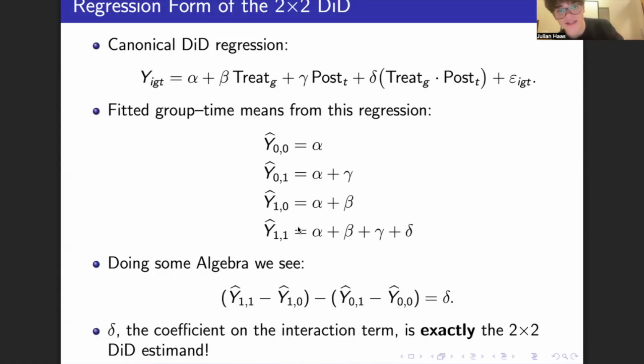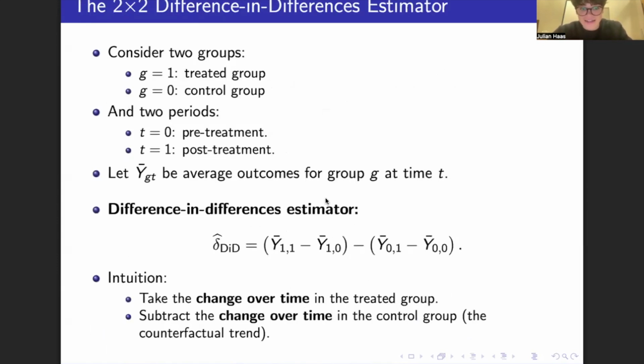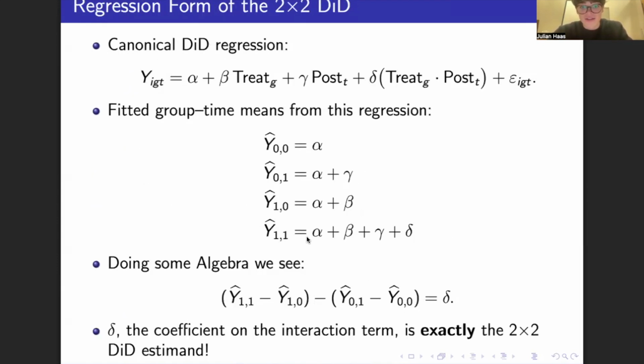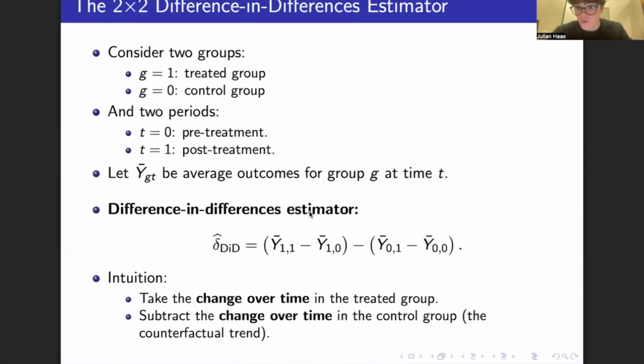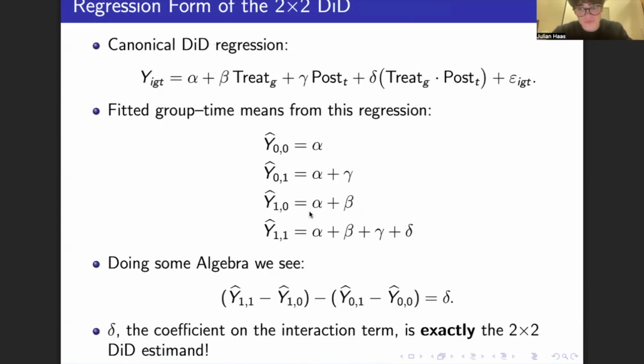What you'll essentially find is that when we rearrange all of these coefficients algebraically, we can recover exactly this difference in differences estimator. So if we do some manipulation here, what we see is that this delta, the coefficient on the interaction term between treatment and post, is exactly the 2x2 DID estimand that we showed on the slide before. So that's pretty cool, right? That's how we would run the 2x2 diff and diff using a regression.